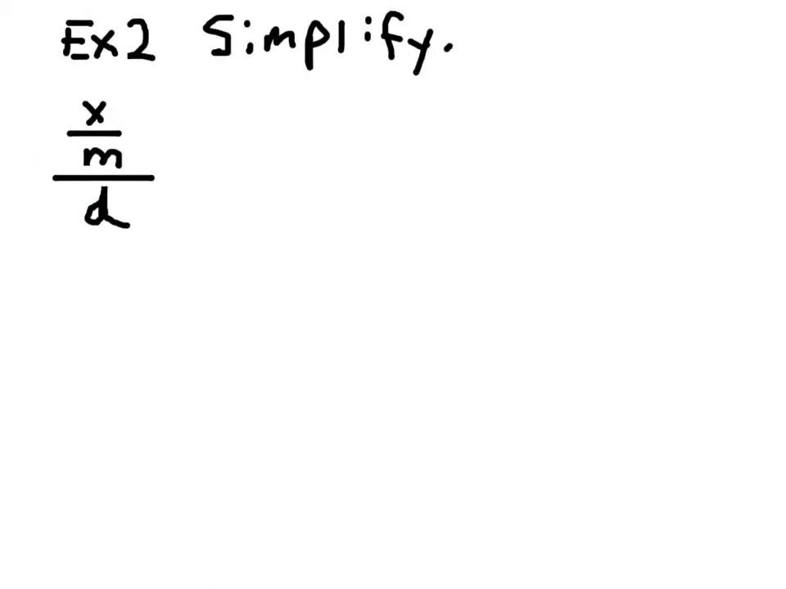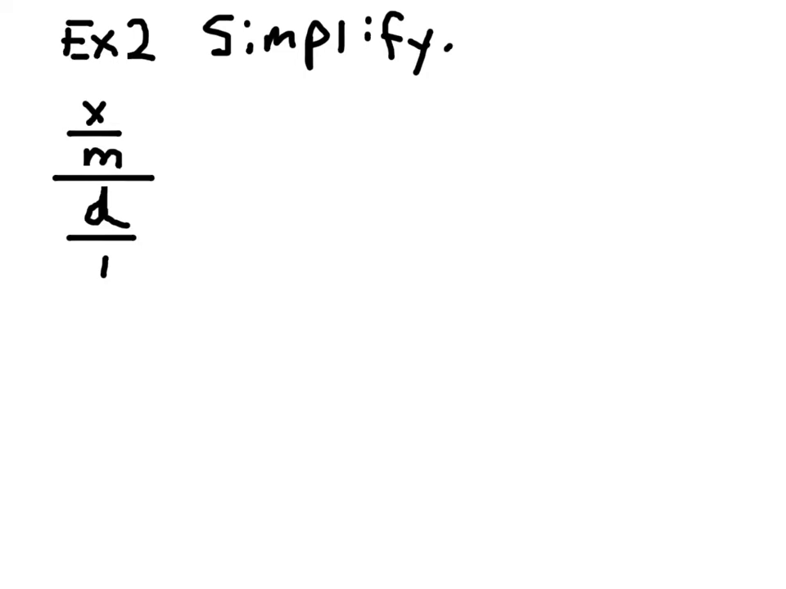All right, let's do another example. Let's take example 2. And this time it's a little different, but not a lot. In the top I have a fraction, right? x over m. Now on the bottom, do I have a fraction? Well, you might say no. All I have is d, but really we could write that as d over 1. I do have a fraction.